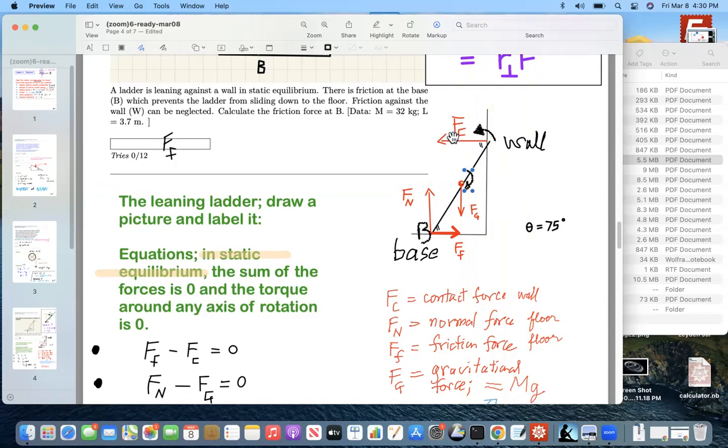Torque is distance times force. In the one case, the force is Fc and the distance is L, the length of the ladder. In the other case, the force is mg, gravitational force, and the distance is L over 2, because that's the distance from the base B to the center, where I'm saying all of the gravitational force is just located at the center. But then there's the sine of the angle. And that's what makes this problem a little difficult.